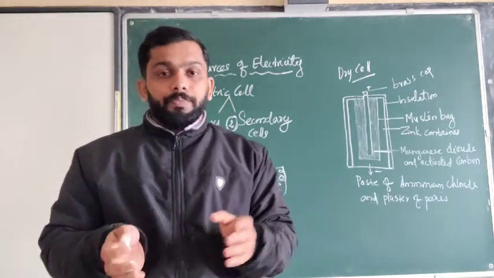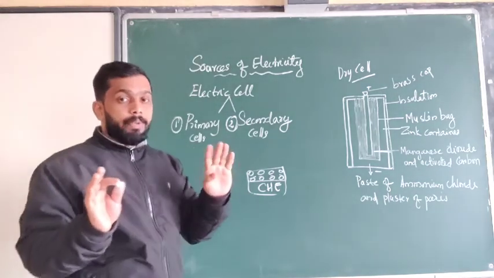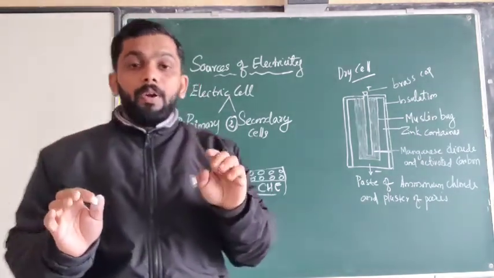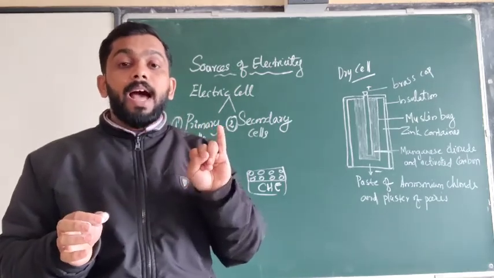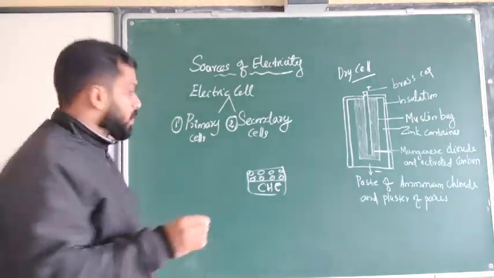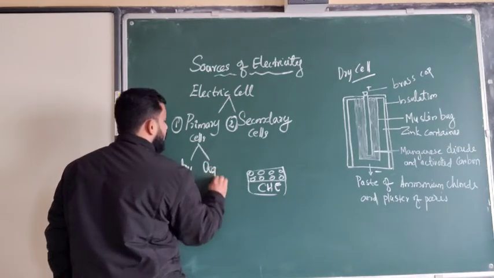Okay, now moving to the primary cells again. The primary cells are the cells which can be used only once. Now the primary cell can be divided into two categories: dry cell and liquid cell.